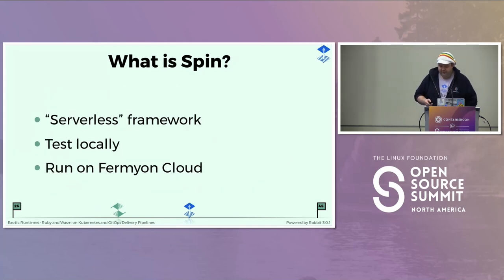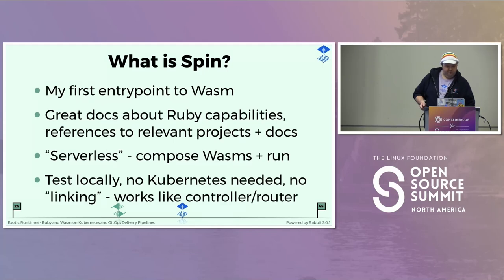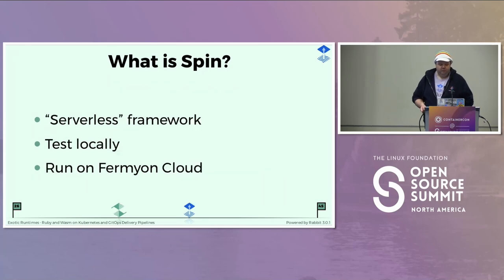So what is Spin exactly? It is kind of a serverless framework. And if you know what serverless is, it's kind of not really a thing. It just means we're going to run some code and then we're going to shut it down and reclaim all the memory and wait for another request before we use any resources again. So Spin is useful for testing locally also. Spin itself is running as a server that will, like I said, help you shuttle connections to your process. It kind of behaves like a router.